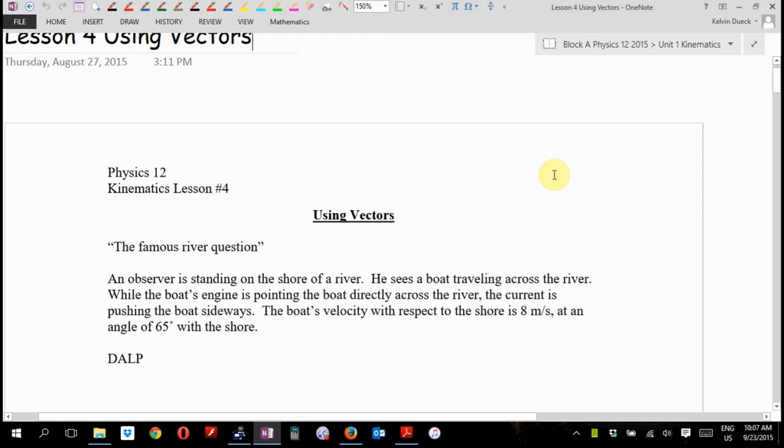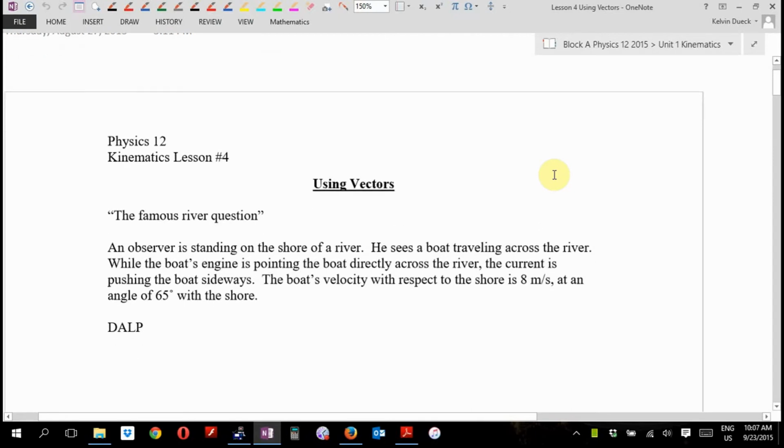Let's start. Lesson 4, using vectors, applications. And I wrote here, the famous river question.